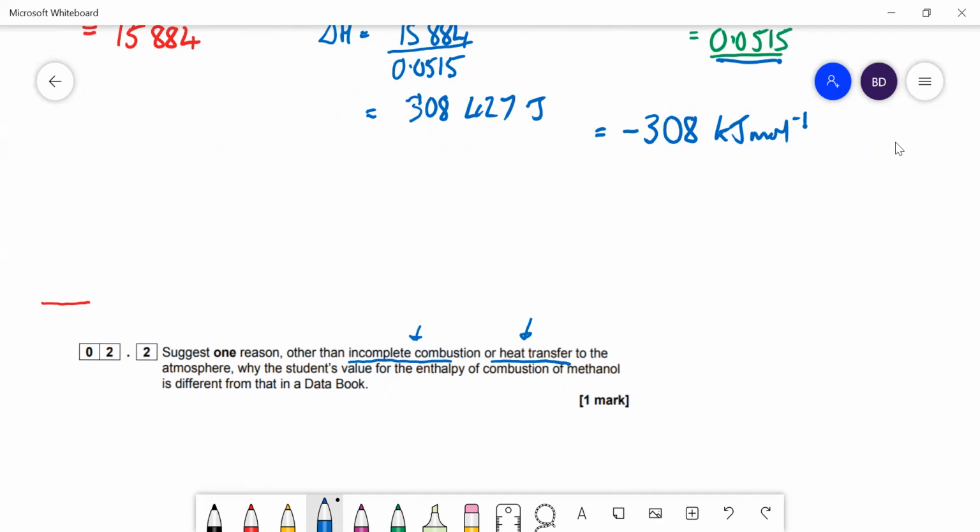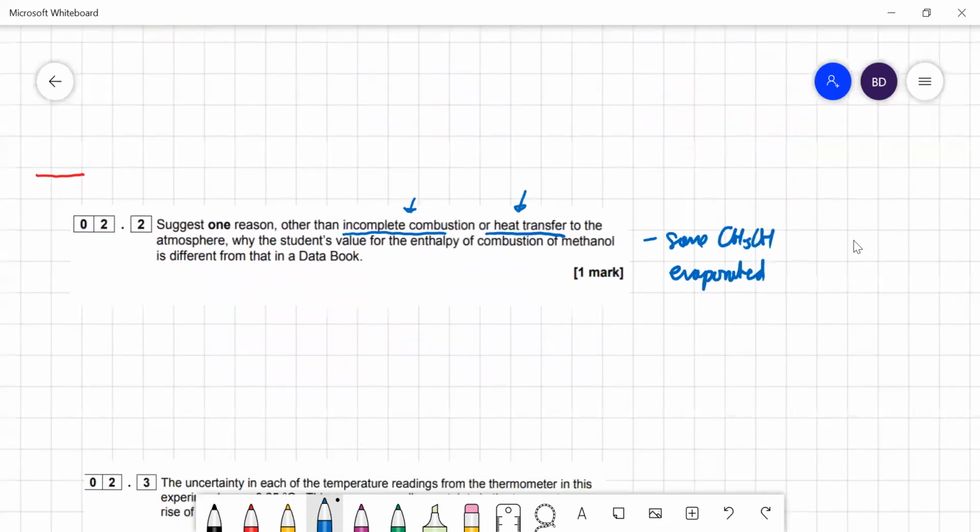So any other errors, I would say maybe some of the ethanol evaporated rather than burned when you put the flame out. Some of the methanol evaporated. That's about the only thing I can really think of. The main 2 errors, they've said you can't have them. Okay.